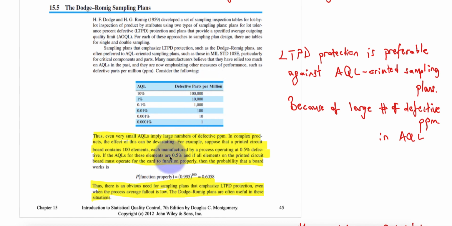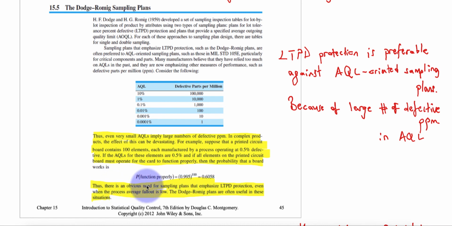Let's give an example here. Suppose that a printed circuit board contains 100 elements, each manufactured by a process operating at 0.5% defective. If the accepted quality level for these elements is 0.5%, and if all elements on the printed circuit board must operate for the card to function properly, then the probability that a board works is about 0.6. It is very low, right?